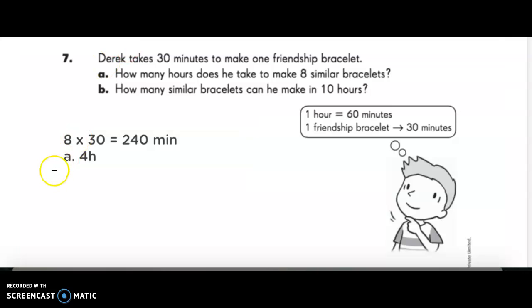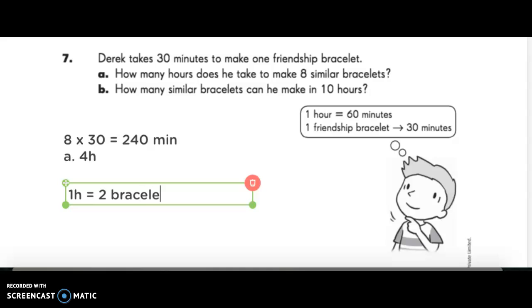Now for B, they want to know how many similar bracelets can he make in 10 hours. So the first thing that we need to be thinking about is 1 hour is equaling 2 bracelets. So with that being said, then in 10 hours, he is able to do 2 per hour. So in 10 hours, he's doing 2 bracelets per hour, and then there's 10 hours to get 20 bracelets.